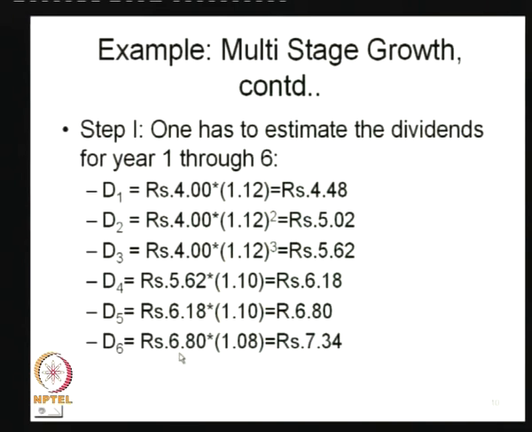In fact, this D6 is going to be used to find out the terminal value at the end of the 5th period. That is why D6 has been found, because D6 onwards is a stable growth model, which will give a terminal value at the end of the 5th year. Then we can apply the model and find out.